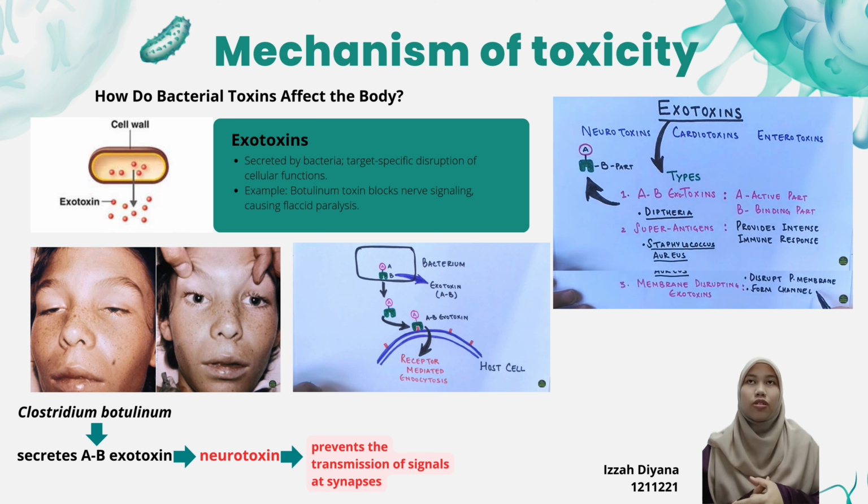So next, we move on to the mechanism of toxicity of bacterial toxin. Bacterial toxins have diverse and devastating effects on the body, with the mechanism classified into exotoxin and endotoxin. Exotoxins like botulinum toxin, produced by Clostridium botulinum, are secreted by bacteria and specifically target cellular function. For instance, the botulinum toxin, an AB exotoxin, blocks nerve signal transmission at the synapse, leading to flaccid paralysis.